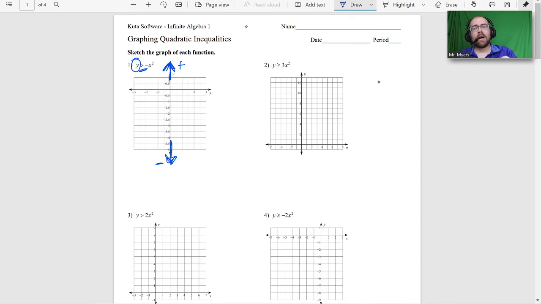So y greater, we shade up, and y less, we shade down. And that also includes the or equal to thing, right? So it could also be like that or like that. On number 2, we'll talk about the or equal to a little bit more, but on this one, let's see.